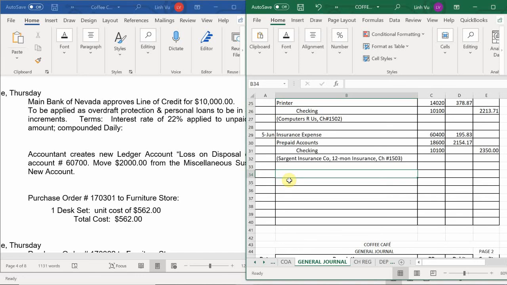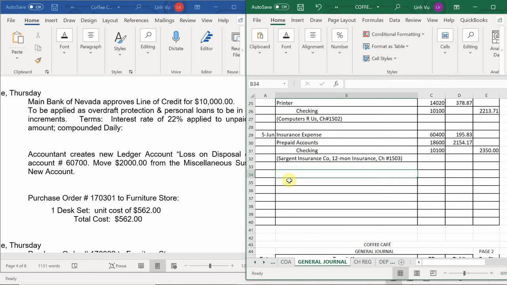Not on the ledger. You need to journalize this because we're moving it from one account to another. Right now, where is that $2,000? In the miscellaneous expense. Okay, good. But we need to move it into a new account called loss on disposal of assets. Essentially what we're doing here is recategorizing our expenses. Because I put it in miscellaneous, and now that I finally have an account for it, we need to transfer it directly into the loss on disposal of assets.